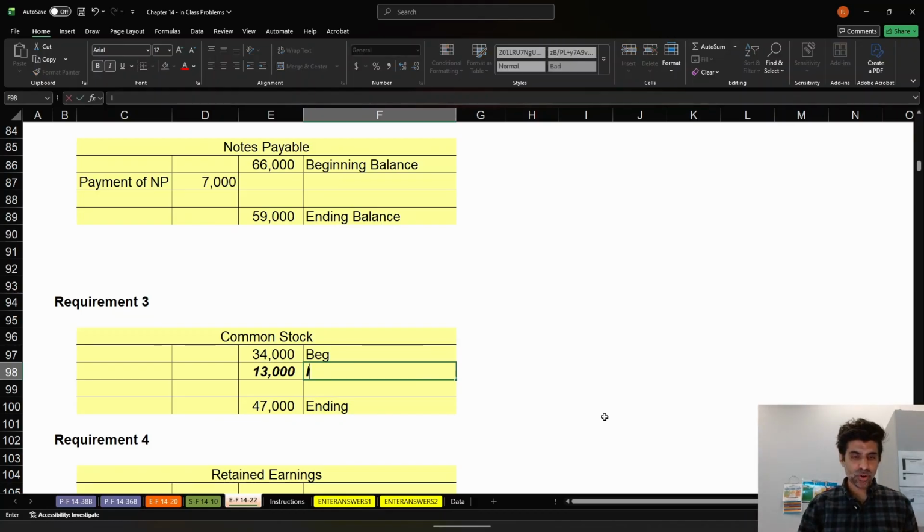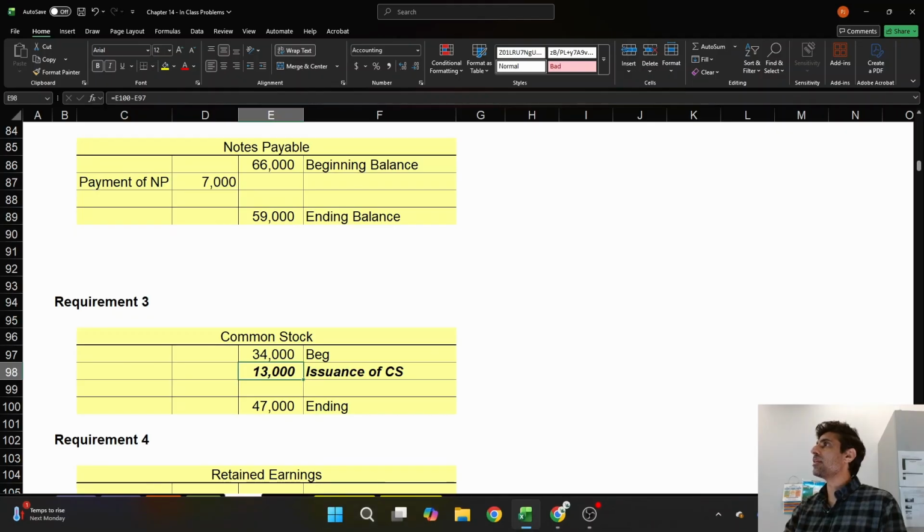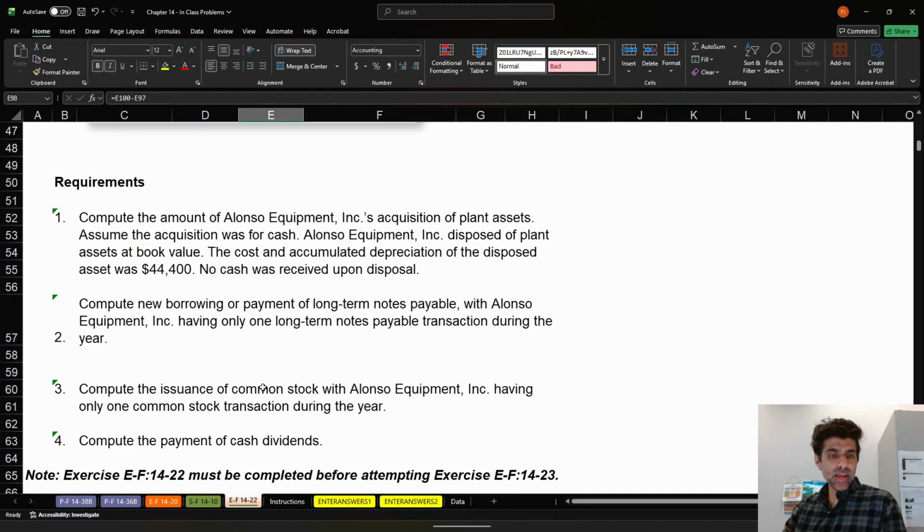Again, this is like the first journal entry we ever learned. Issuance of common stock represents a cash inflow, and just like notes payable, it's a financing transaction. So this is all going to be in the section on financing cash flow. We're going to have an outflow of 7,000 from payment of notes payable, an inflow of 13,000 from issuance of common stock. Okay. And then finally, retained earnings.